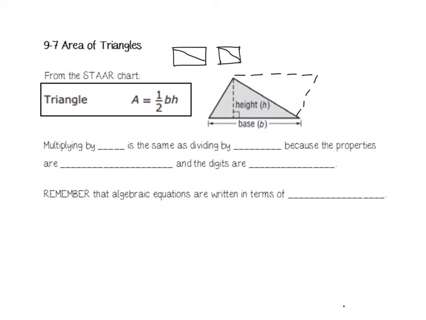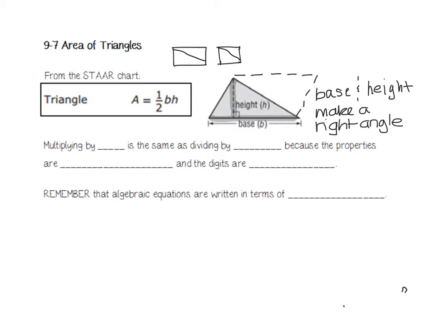So when we're looking at base times height, we need to remember that base times height always makes a right angle. So that's just such an important concept. And just like with the parallelogram, sometimes that height will be dropped inside the shape and sometimes it'll be dropped outside the shape. So when we have this multiplying by 1/2, we need to remember that that is the same thing as dividing by 2.